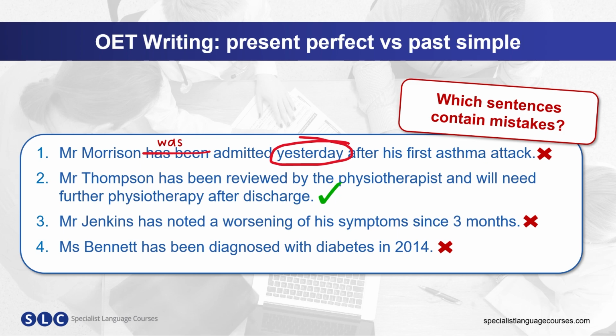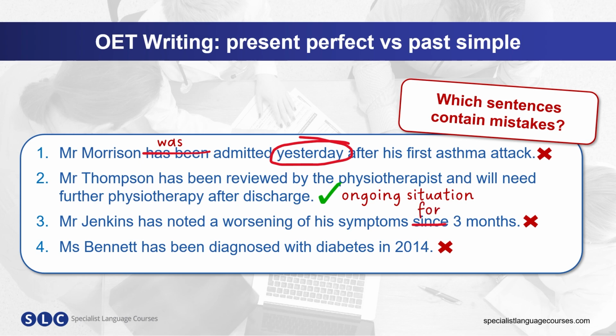The second sentence is correct. We use the present perfect because we don't know when it happened, and the physiotherapy hasn't finished and the sessions will continue. In the third sentence, we have a duration of time, 3 months, so we need to use for.